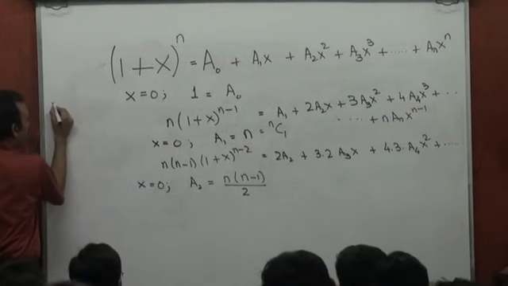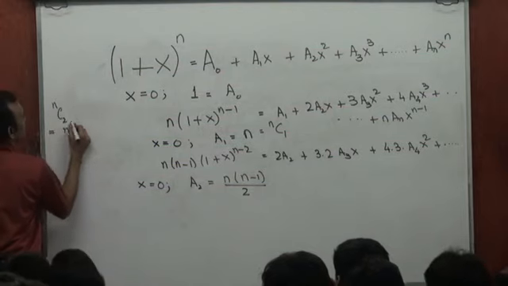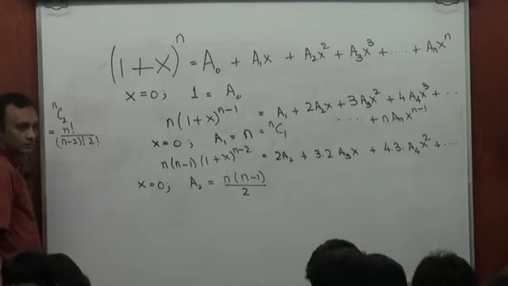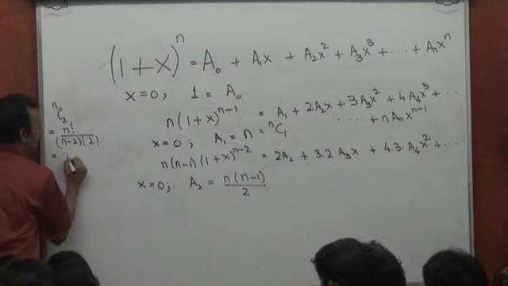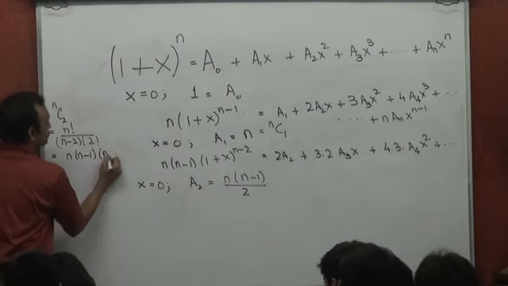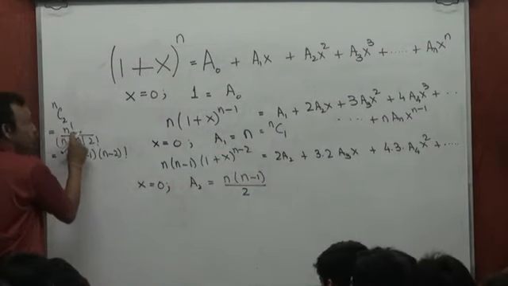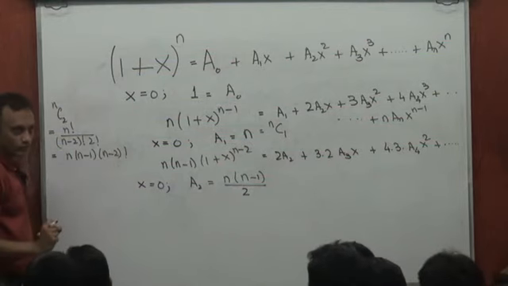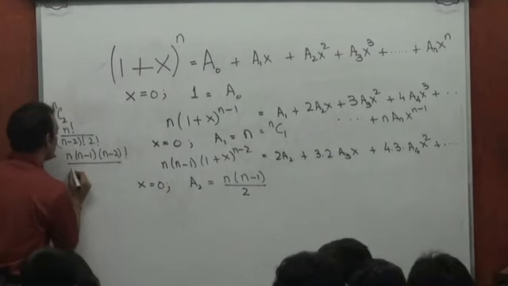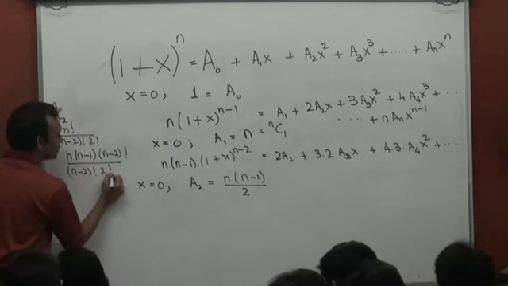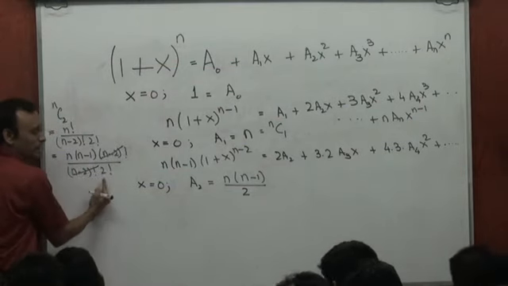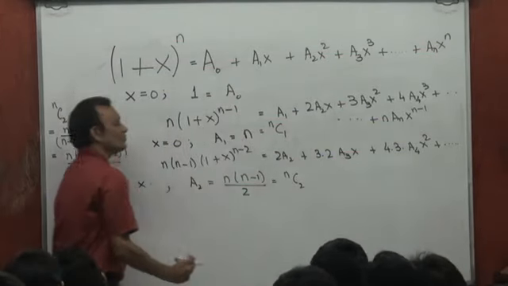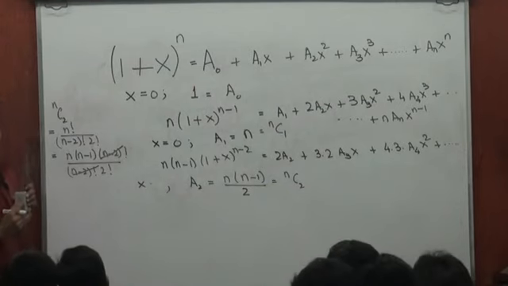Now, nC2 is n factorial by (n minus 2) factorial by 2 factorial, right? Which is n into (n minus 1) into (n minus 2) factorial, yes or no? This is n into (n minus 1) factorial, which is actually (n minus 1) into (n minus 2) factorial, yes or no? Right? Divided by (n minus 2) factorial into 2 factorial, which is n into (n minus 1) by 2. So this a2 turns out to be nC2. Yes or no?